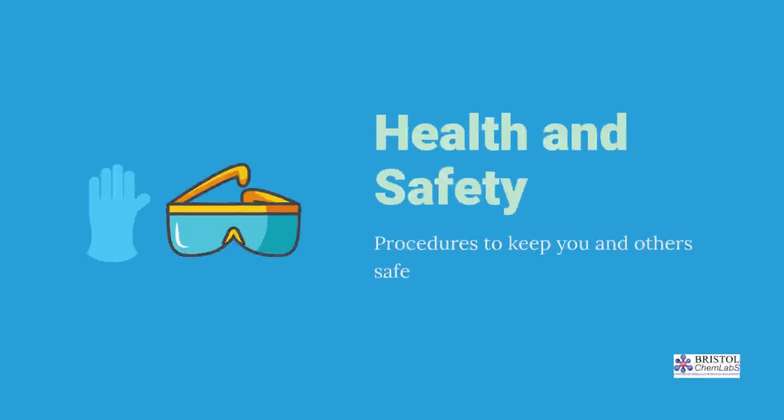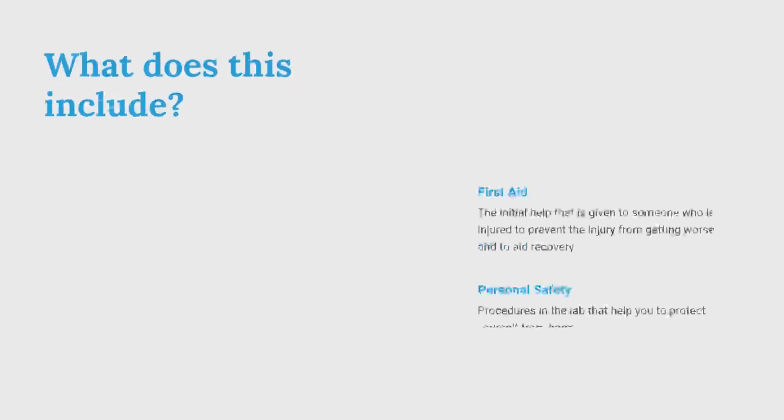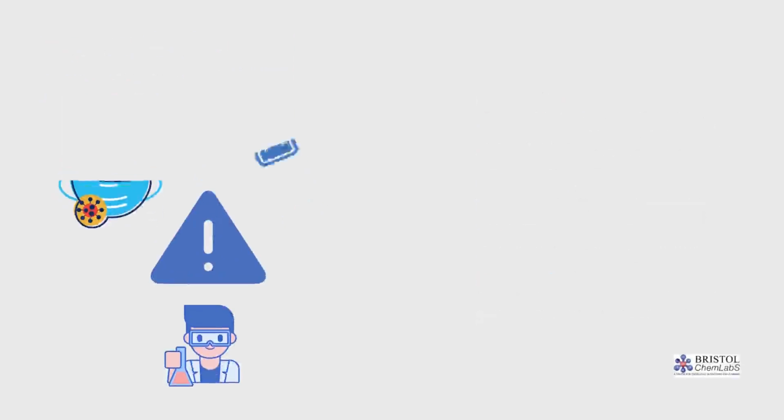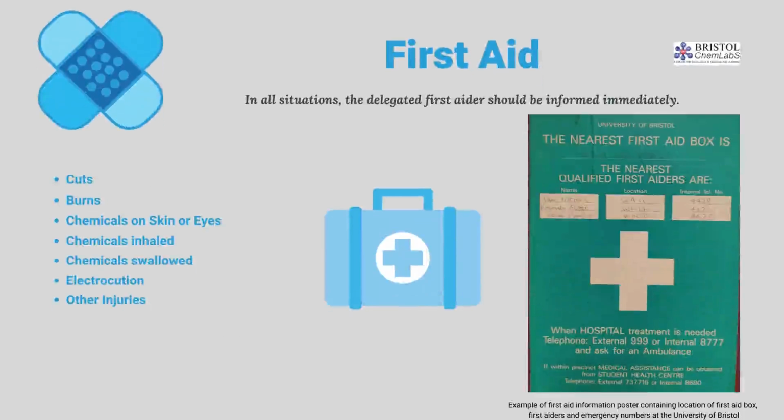Next, let's talk about health and safety. Health and safety can be split into 3 main components: first aid, personal safety, and COVID safety. First aid is the initial help received by an injured person before full medical attention can be given. In all situations listed, the delegated first aider should be informed immediately.